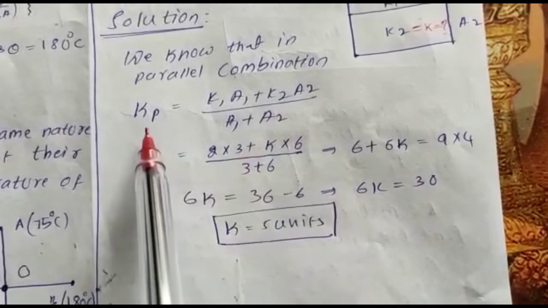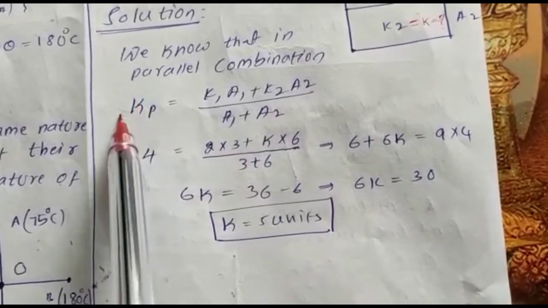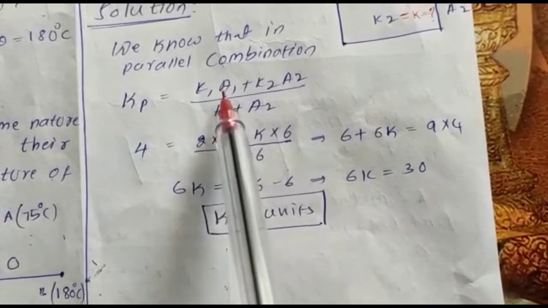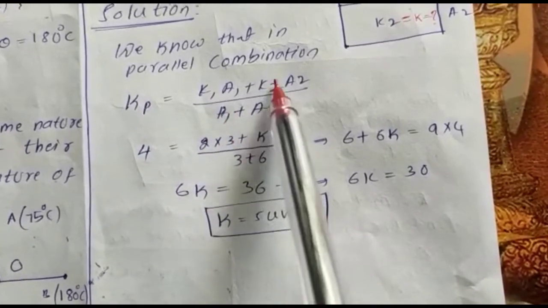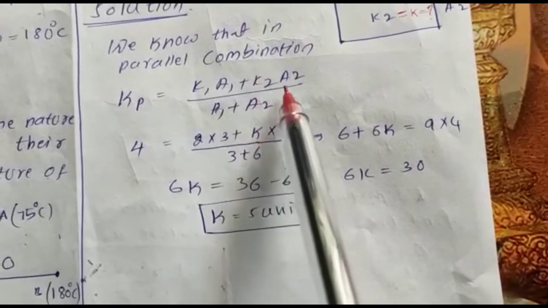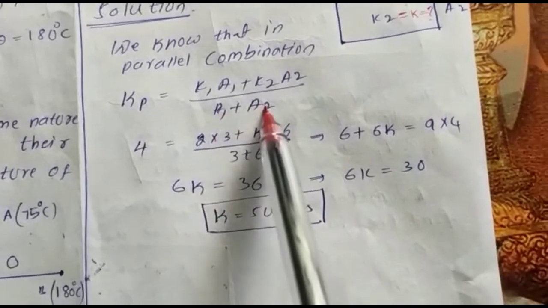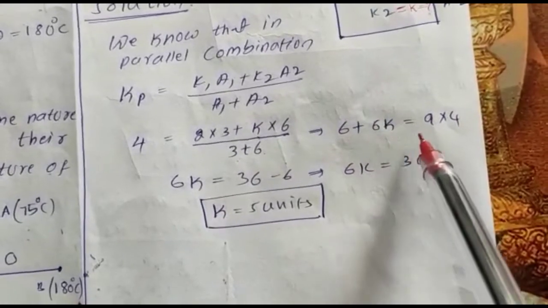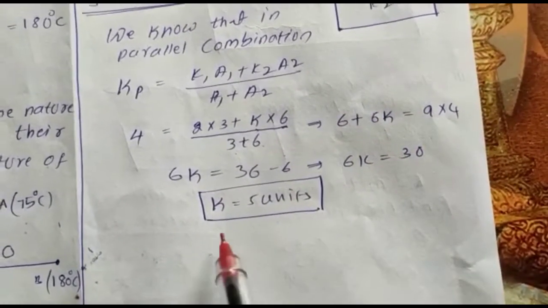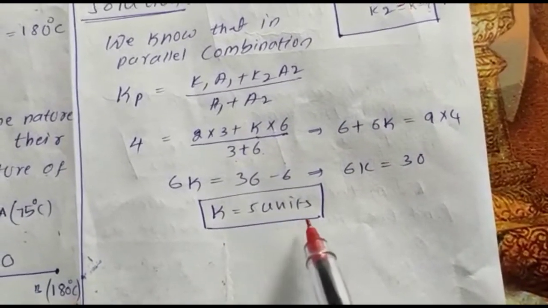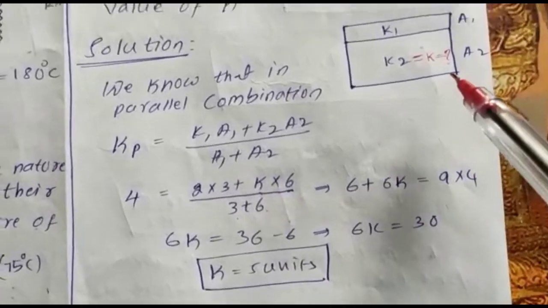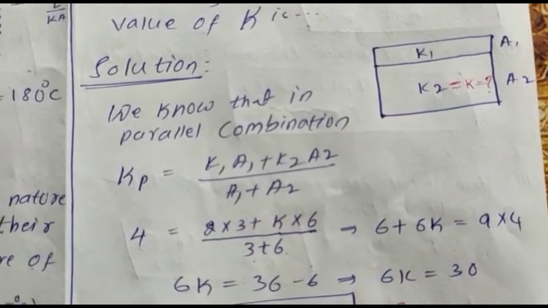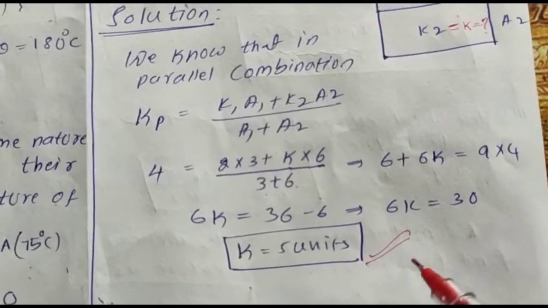Just substitute the values. They have given the effective thermal conductivity in parallel combination Kp equal to 4 units, and K1 is equal to 2 and A1 is equal to 3, plus in place of K2 you substitute K and A2 is equal to 6, and A1 plus A2 is 3 plus 6. Then by solving, 6 plus 6K is equal to 9 into 4, you will get the final answer K equal to 5 units. Therefore the thermal conductivity of the second conductor, that is 5 units, is the final answer.